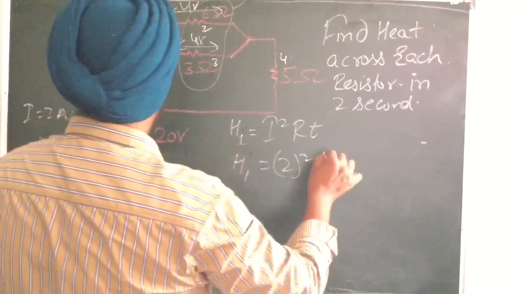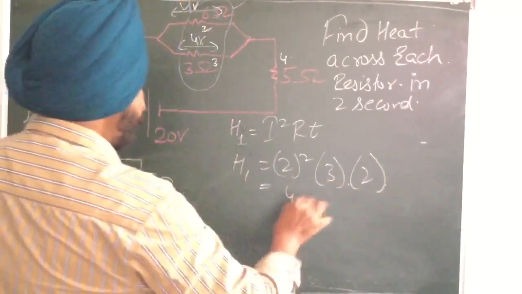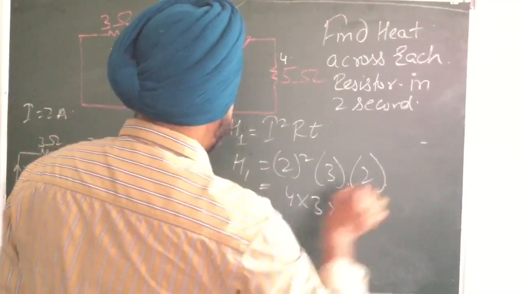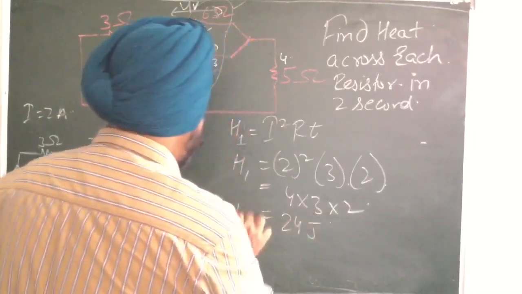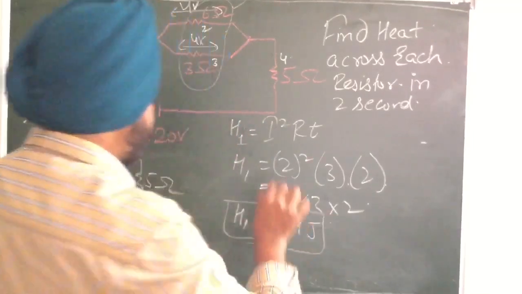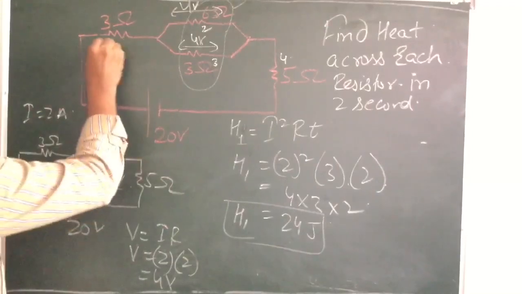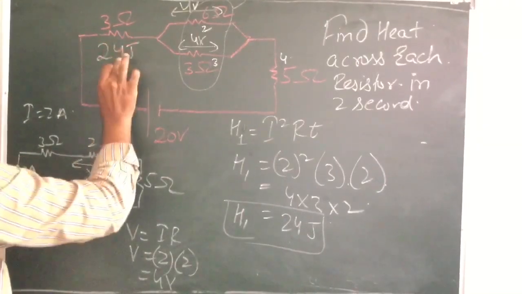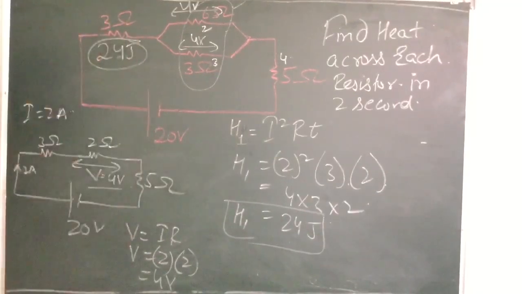Resistance of this resistor is 3 and time is 2 seconds. So it will be 4 into 3 into 2. So we can write 24 joule of heat will be produced in this resistor. So I would be writing it over here. So 24 joule is the heat produced in the first resistor.